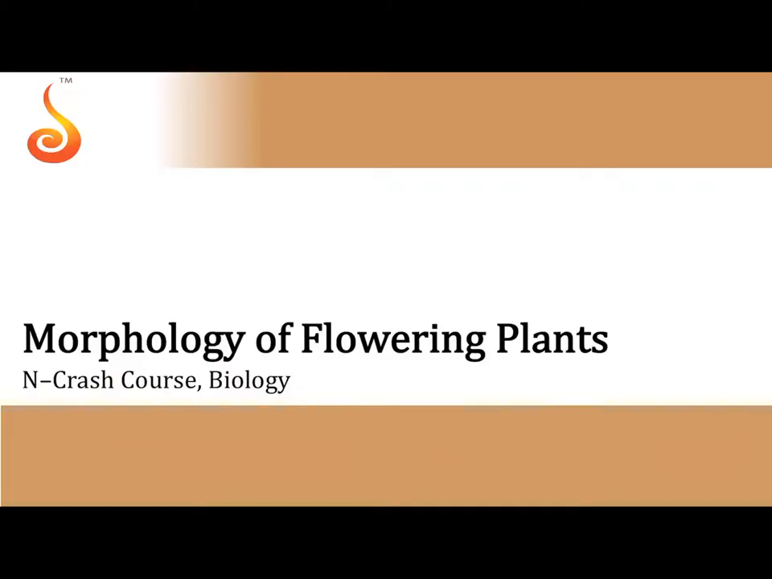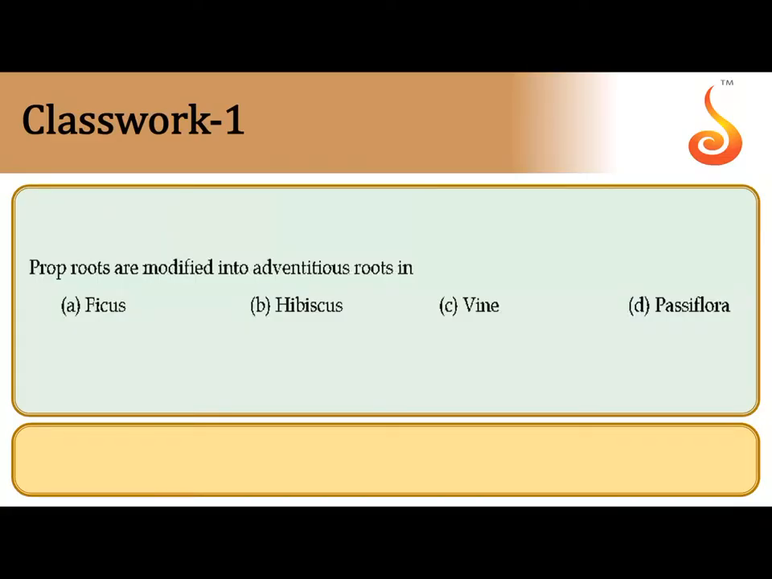Now moving on to morphology of flowering plants. We are done with plant kingdom. Prop roots are modified into adventitious roots. Now prop roots are actually what? If you see, the prop roots are actually adventitious roots only. But among all of the following, you see prop roots in ficus, that is fig tree. But the prop roots which you see in fig tree are not as prominent as the prop roots that you would see in the case of a banyan tree.